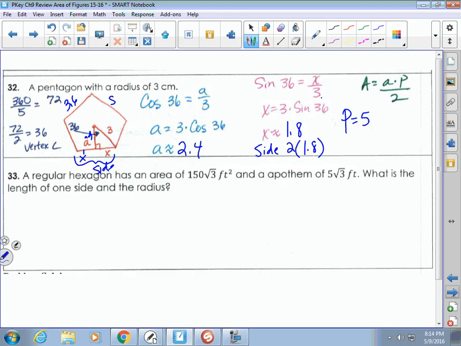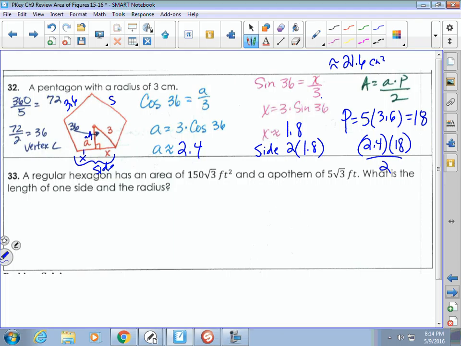And to do our perimeter, we're going to take the 5 sides times 3.6, and we get 18. All right, so the apothem we know is the 2.4 times the 18 divided by 2 will give us our area. That's approximately, I'm going to put it up here, 21.6 centimeters squared.